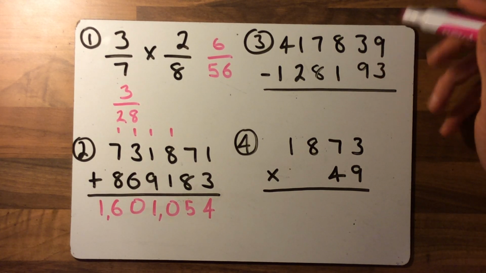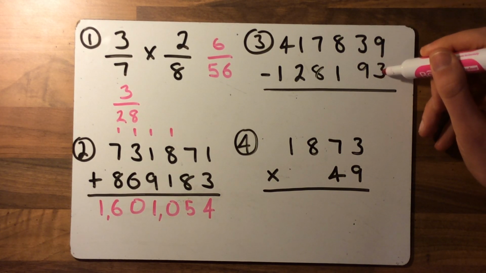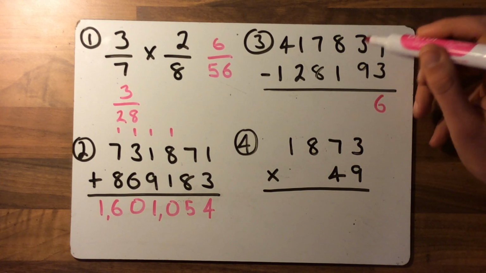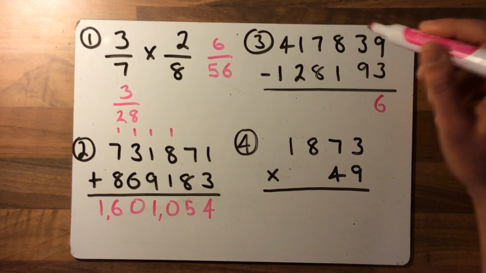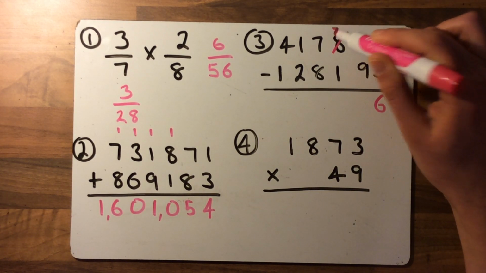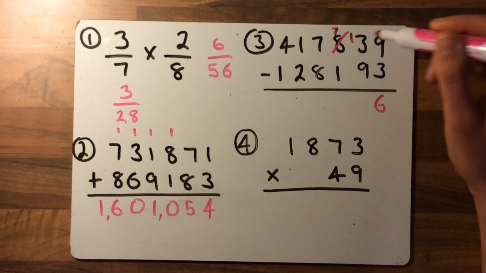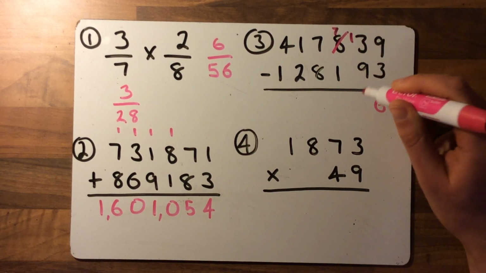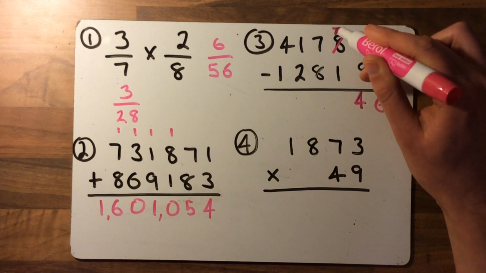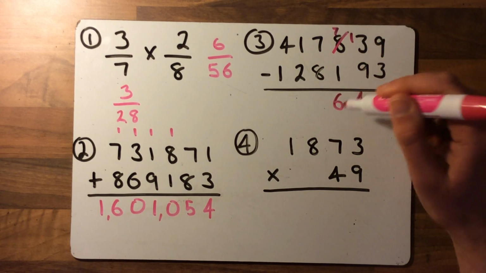Now we've got a 6-digit number again, but it's a subtraction this time. So again, starting from the ones column. 9 take away 3 is 6. We can't do 3 take away 9, so we have to come over here to exchange. This becomes 7. That becomes 13. 13 take away 9 is 4. 7 take away 1 is 6.